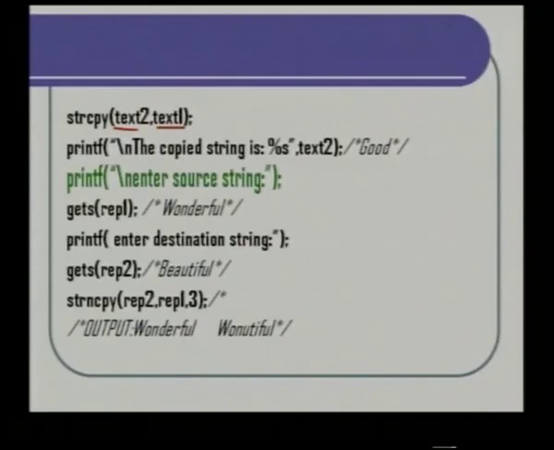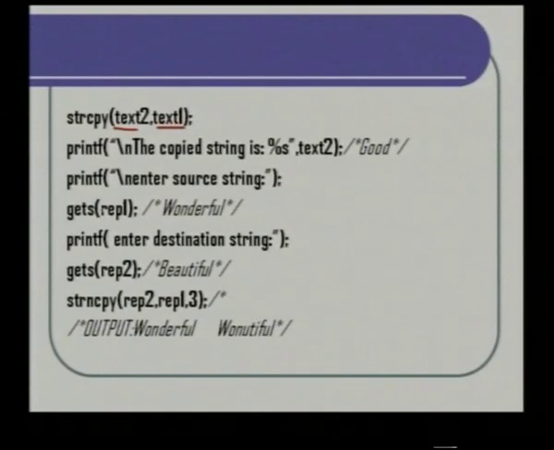So for that reason I am leaving these 2 strings and I am accepting 2 new strings from the user. So enter source string, gets of rep1, destination string, gets of rep2. So the 2 strings that I have entered are wonderful and beautiful. So I want to copy only the first 3 characters from wonderful to beautiful. So how am I going to do it?